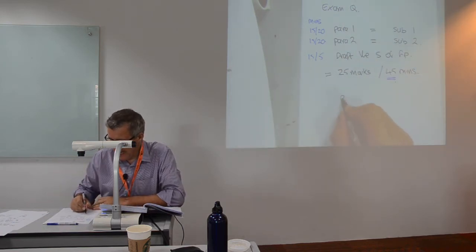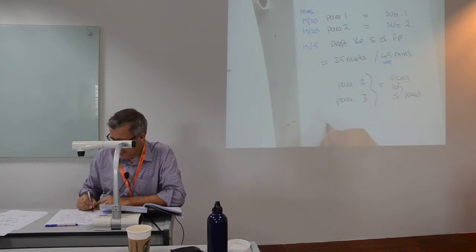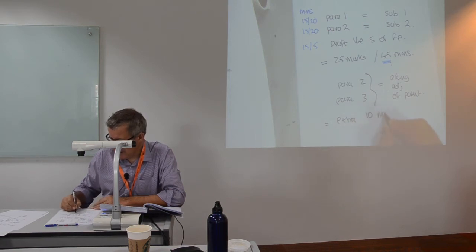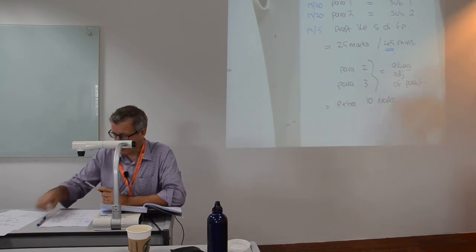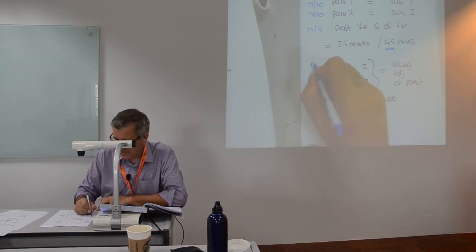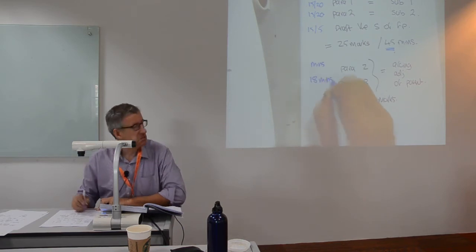Now you will then have paragraph 2, paragraph 3, and these are going to be accounting adjustments of the parent. And these represent an extra 10 marks. So in terms of minutes, these represent an extra 18 minutes.